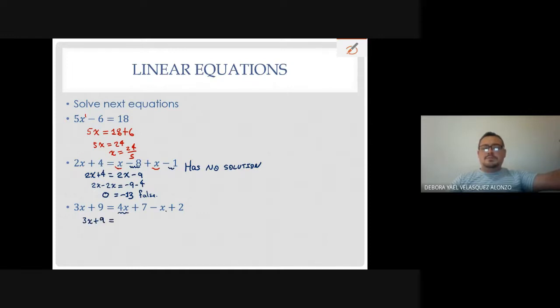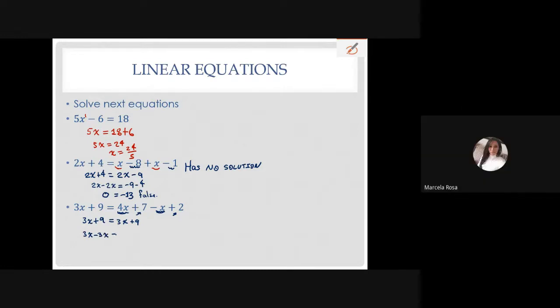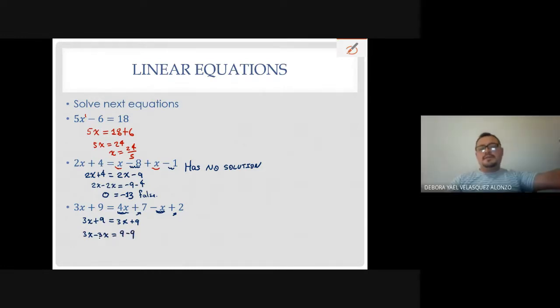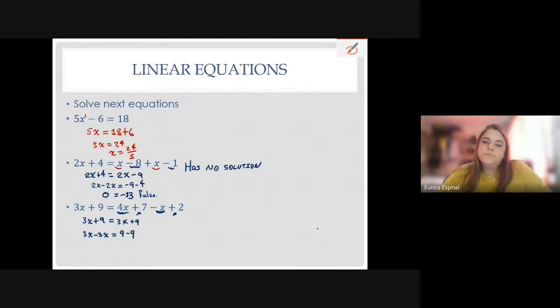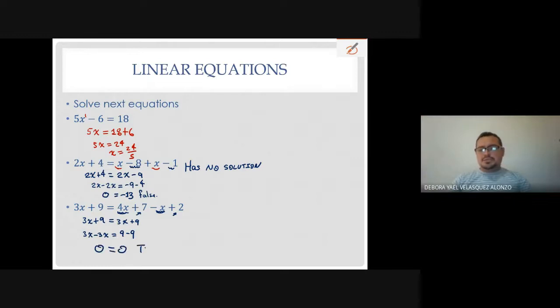Let's see what happened when we join the like terms. In this case, we have the 4x and the negative x, which make 3x. And then we have the 7 and the 2, which make 9. Well, what happened with this one? What do you think will happen with this one? Working variables with variables and numbers with numbers, what is 3x minus 3x, and what is 9 minus 9? 0 equals 0. Now we conclude something that is true. This is totally true.